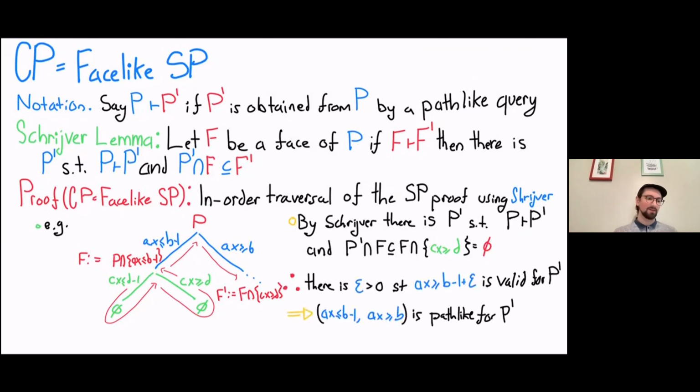And all I'm saying here is that from P, the face-like query AX less than or equal to B, the path-like query AX less than or equal to B minus 1, and AX greater than or equal to B is valid for P prime. And this allows us to deduce the polytope P intersect AX greater than or equal to B. So what we've done is use the Schrijver lemma to simulate this refutation on the face when we just started with the polytope P. Okay, and this is the whole proof that cutting planes is equal to this face-like stabbing planes thing.